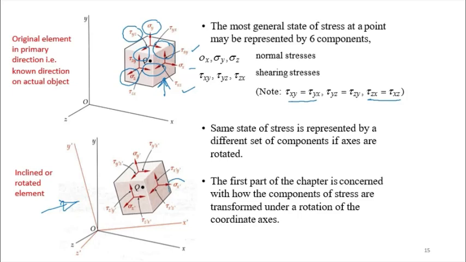So we have sigma x prime. Sigma y becomes sigma y prime because the y-axis now has been rotated as well. And sigma z becomes sigma z prime because the z is also rotated. This is 3D rotation of the element. Similarly for the shear stresses, they are now not the same value as previously given in the top diagram.